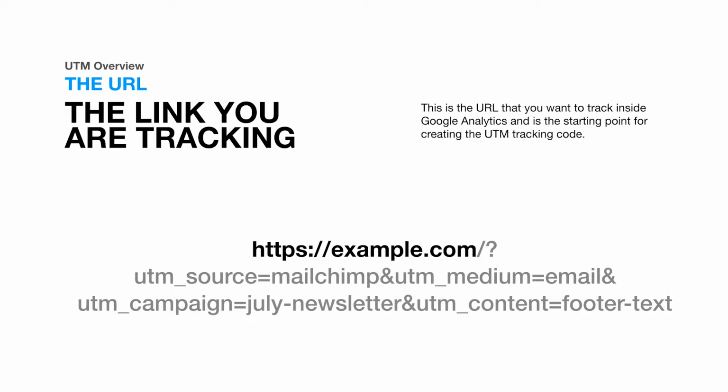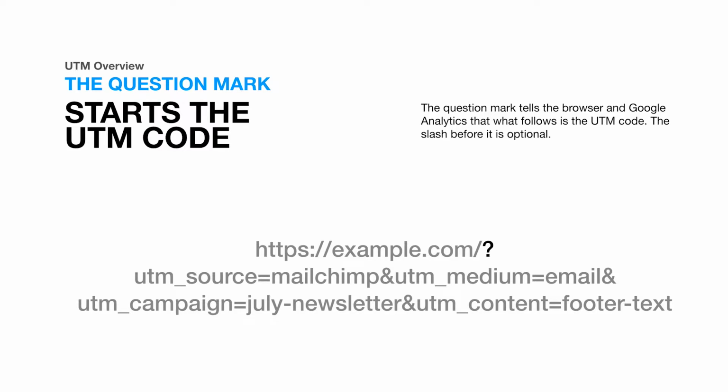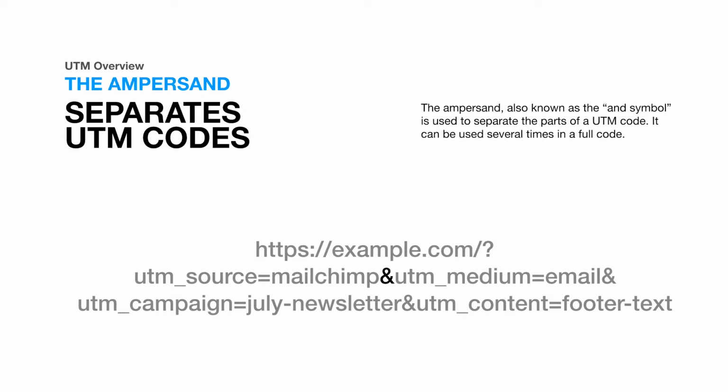It could be to the home page of a website, or it could be to a landing page on a site. Just using an example.com here. So we're going to the home page of a site. The next thing is the question mark, which you see happens after the URL. This lets Google know that there's a UTM code coming after that question mark. So we have to have that there, and anything that follows is going to be the UTM code. So Google Analytics is going to pick up on that.